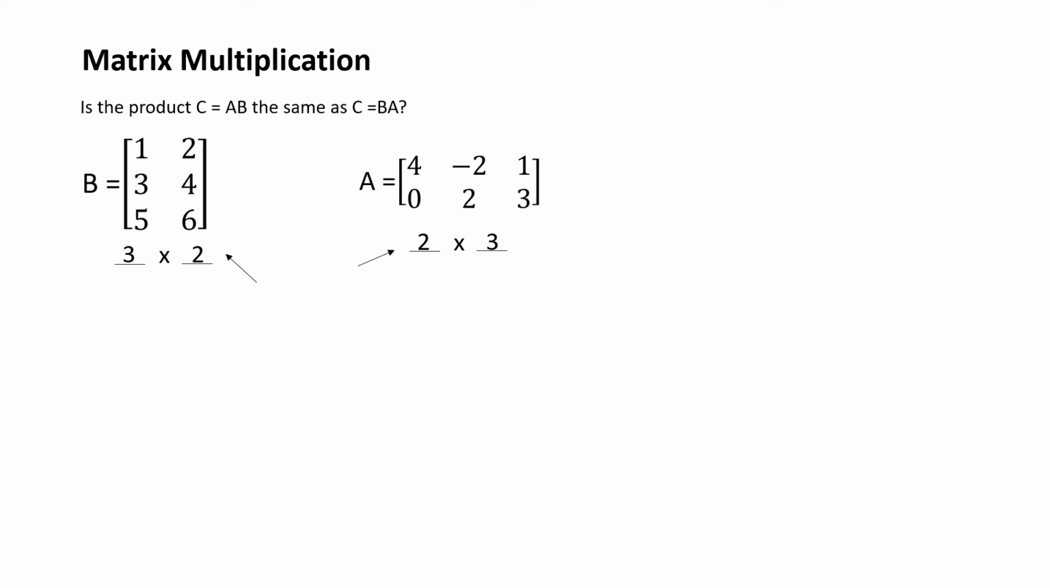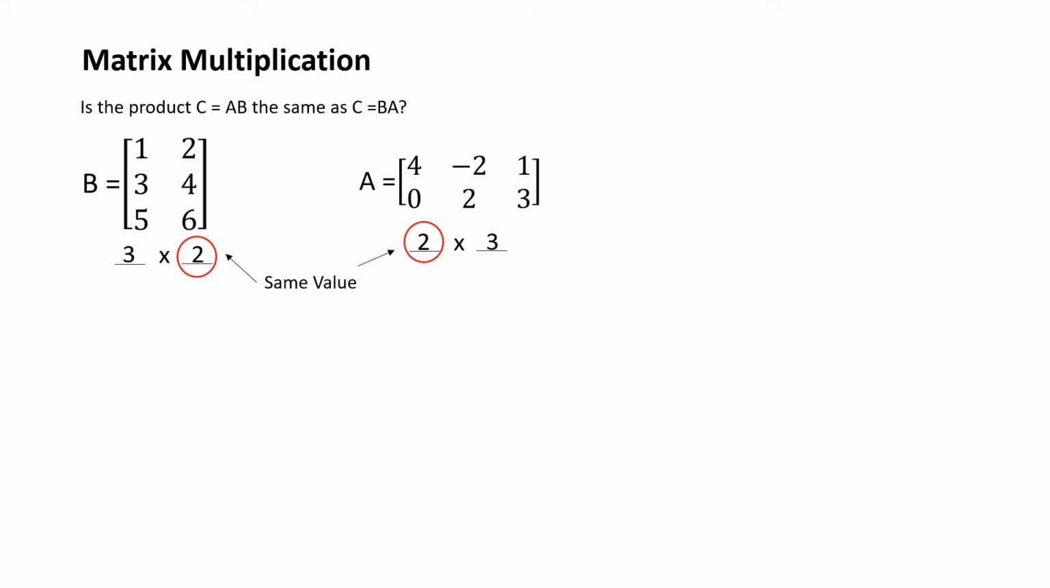In order to determine if matrix multiplication can be performed on these two matrices, we need to make sure that the number of columns in matrix B is equal to the number of rows in matrix A. Since the number of columns and the number of rows in this example are the same value, we know that we can perform matrix multiplication on these two matrices.